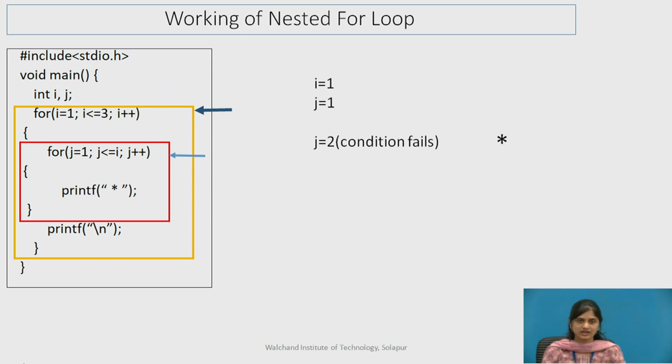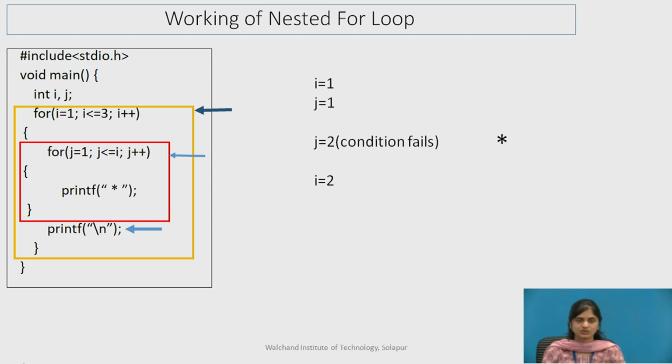So we have taken a new line for the next row. printf \n will get us to the new line. After that, the increment or decrement operation for the outer for loop will take place. Now i will become i plus plus, so the value of i will become 2. As 2 is less than or equal to 3, the condition is true.